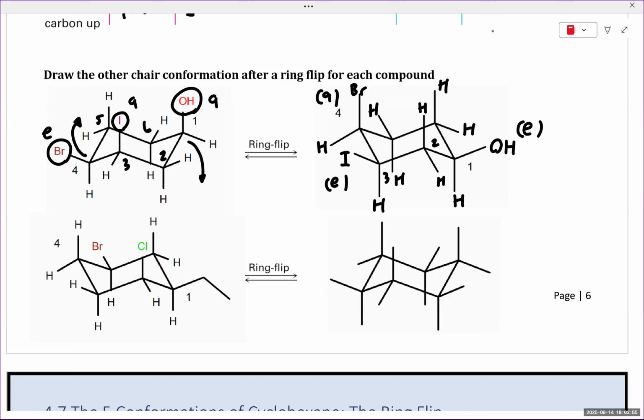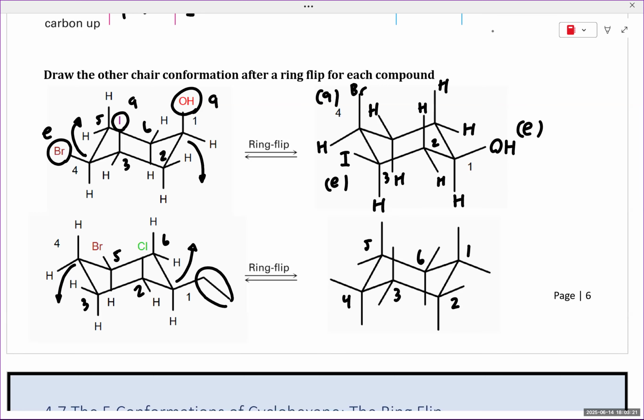Okay, so first and foremost, let's number our carbons. 1, 2, 3, 4, 5, 6. Carbon 1 gets brought up, so it ends up at position 1 as the topmost carbon. Carbon 4 gets brought down, which ends up at position 4 as the bottommost carbon. Adding in our carbon labels, 1, 2, 3, 4, 5, 6.